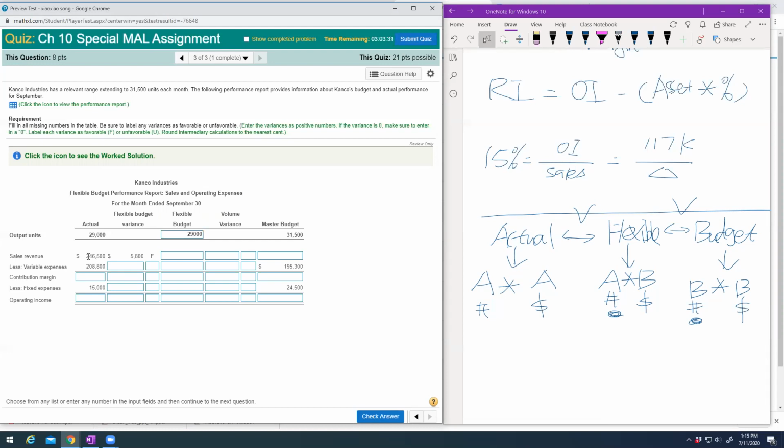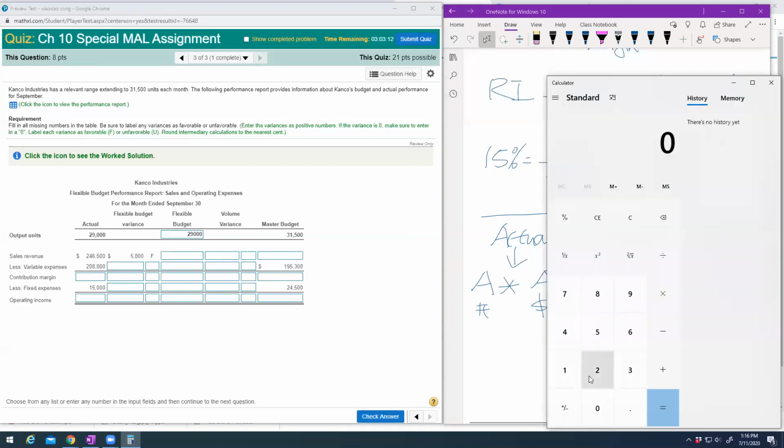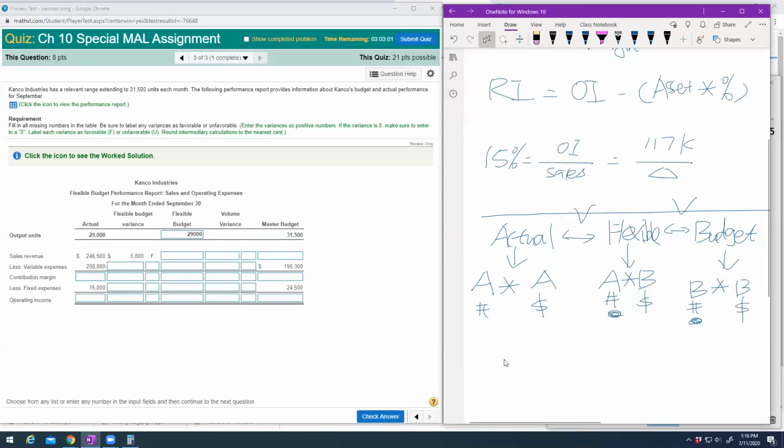Sales revenue: as I said, the first step is you need to calculate the price for each unit. It doesn't ask you, but you can calculate it by yourself. I'll do it one more time with you. You got 246,500 over 29,000 units, so each one is 8.5. I put my note here. So this one is 29,000 times $8.5, right? So this is the actual revenue.